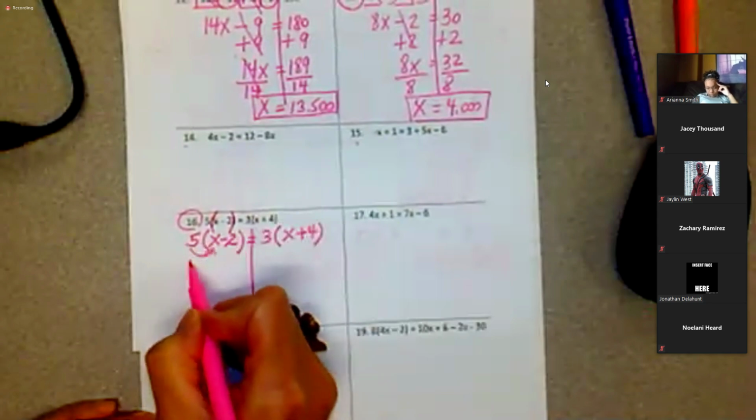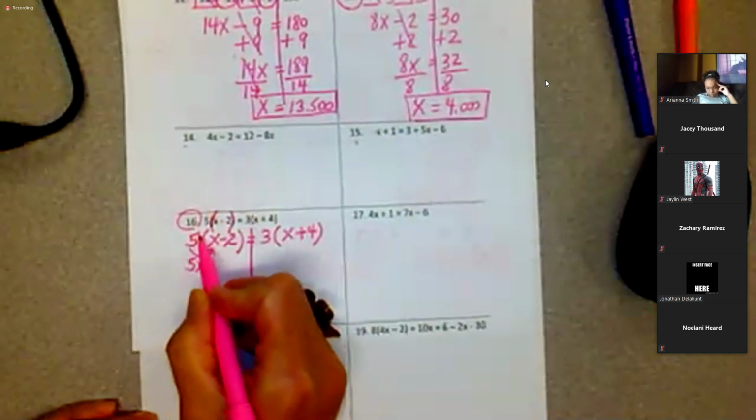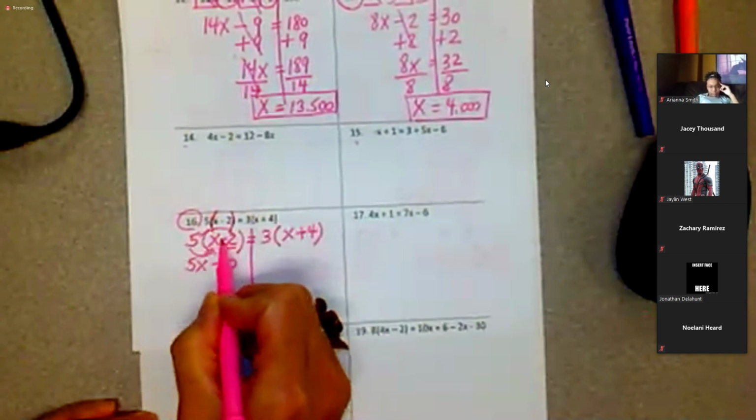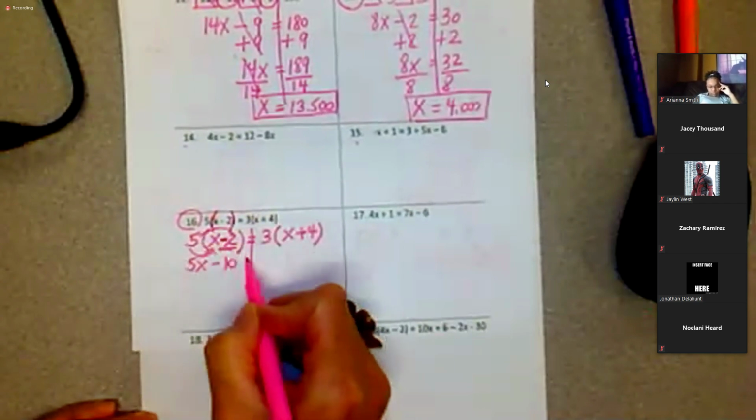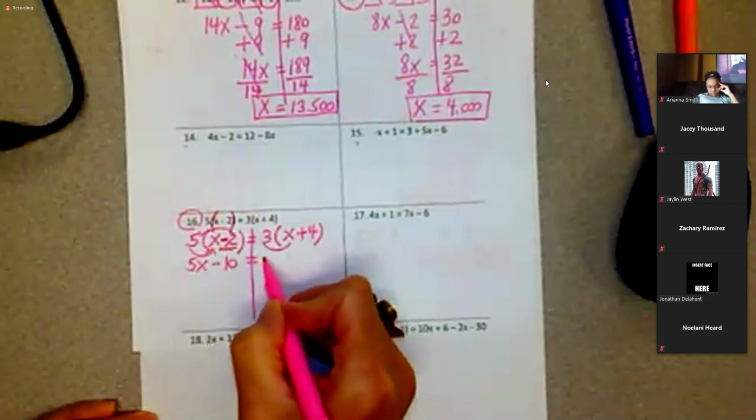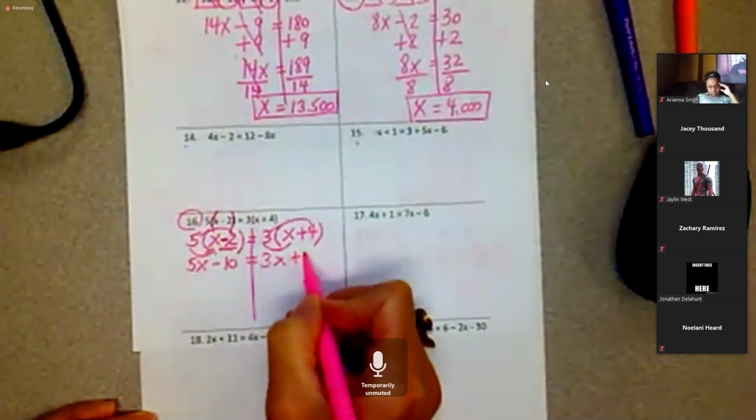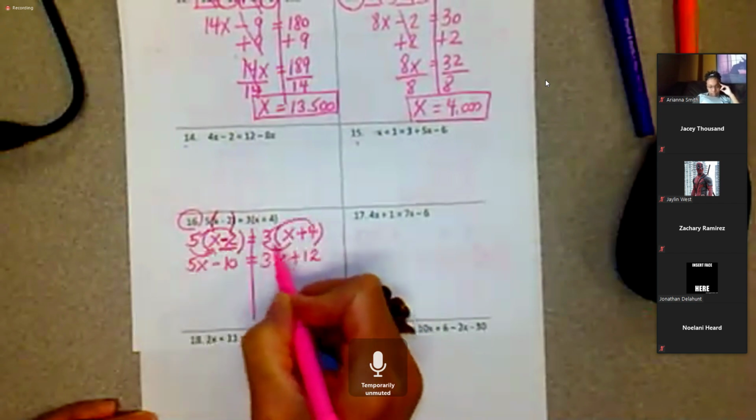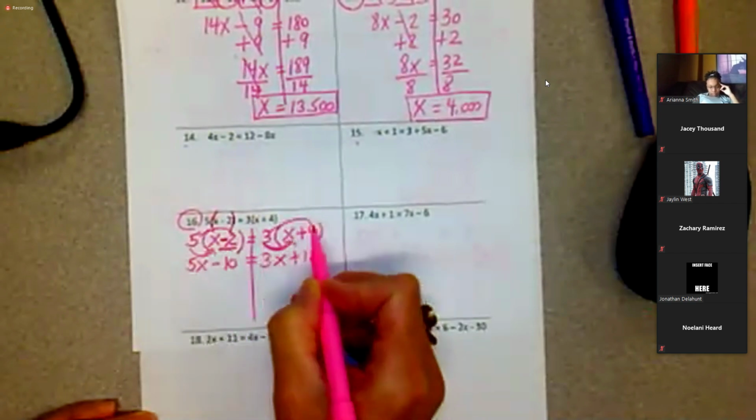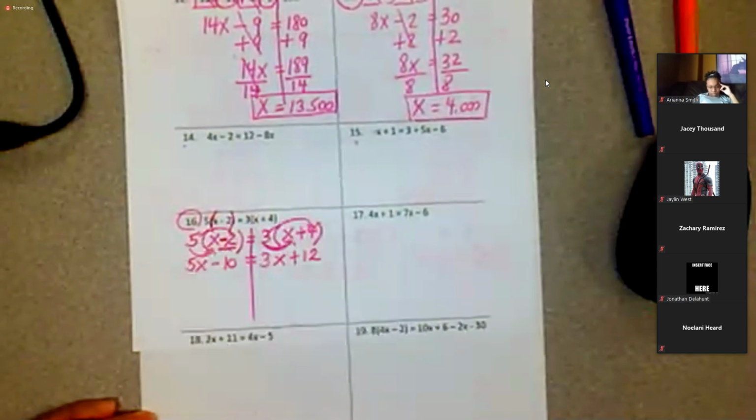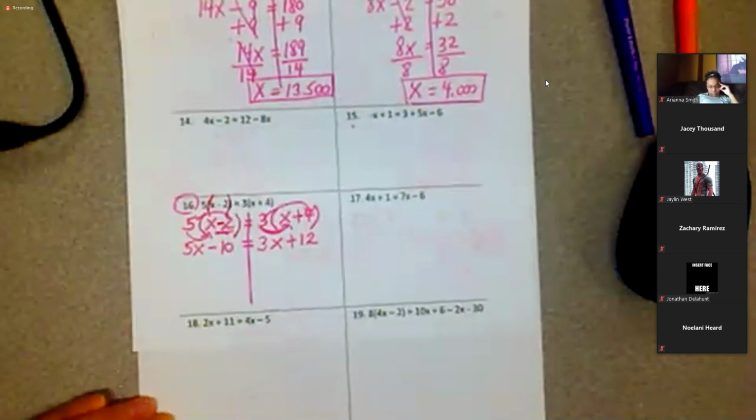So this would be what? 5x minus 10. Got it? You got to bring the minus sign with it. Equals what? 3x plus 12. Nice. Plus 12. Do you see what I'm doing? Do you see how I'm drawing myself little arrows of what I'm multiplying, one time on the bottom, one time on the top? Those are all these little extras that you can do for yourselves.